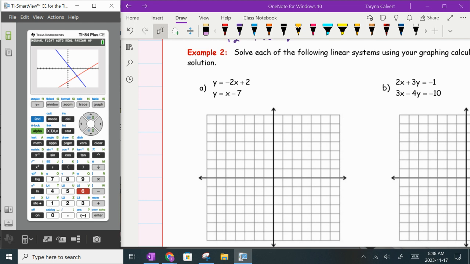So hit zoom 6. Right up here. Zoom 6. So if your graph doesn't look like that, put up your hands. Hit zoom. Not second zoom, just zoom. Zoom 6. There you go. Sorry. I got it right. Okay, so then you're good.